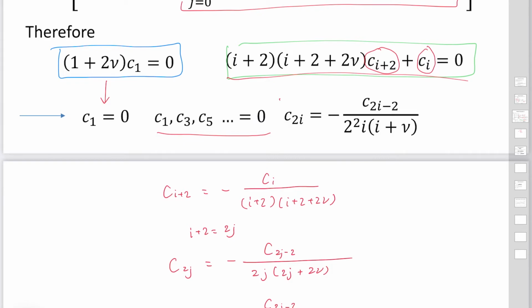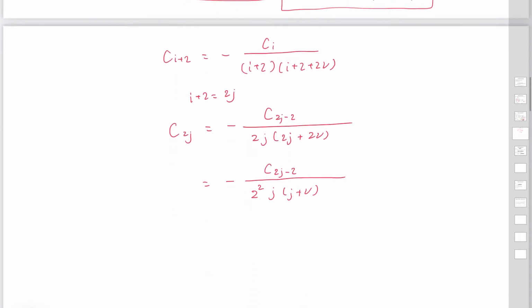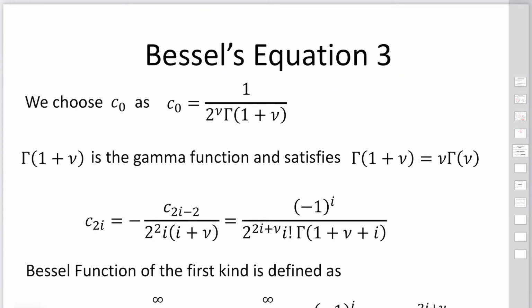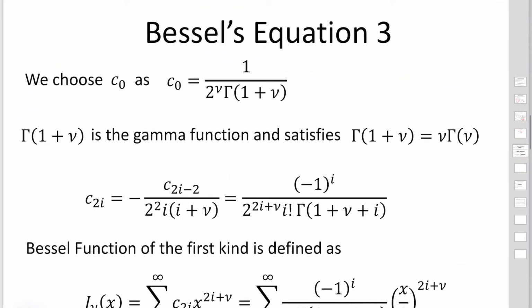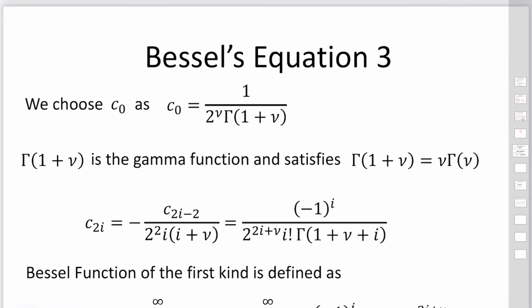So we have these expressions using these calculations. Then we'd like to express C sub j in general. We have to define C sub 0. So we choose C sub 0 as 1 over 2 to the nu times gamma function, Gamma 1 plus nu. The gamma function satisfies these relations: Gamma 1 plus nu equals nu times gamma nu.